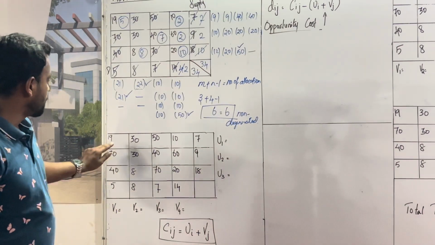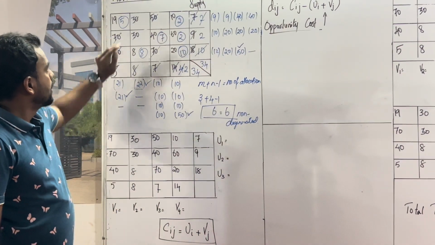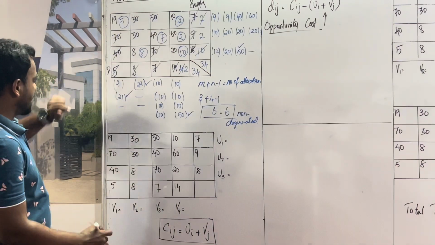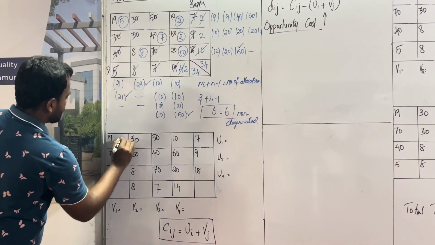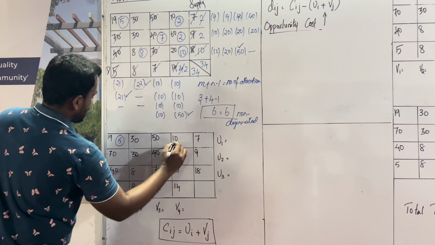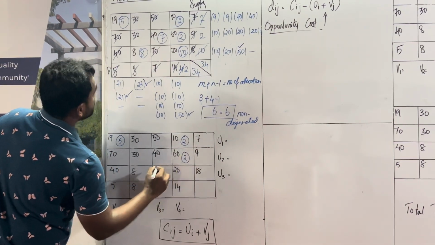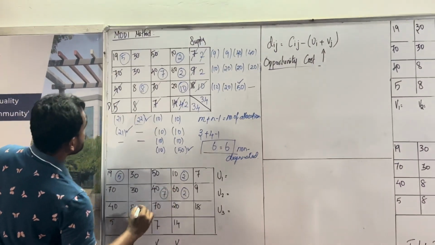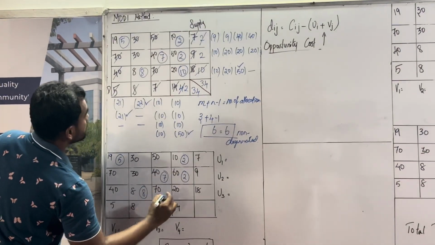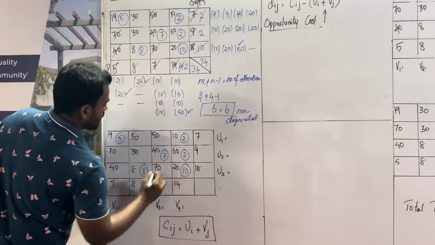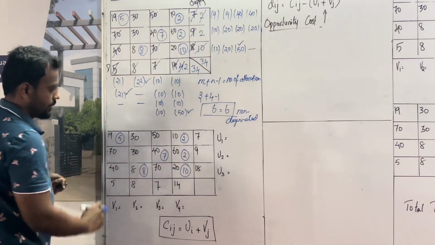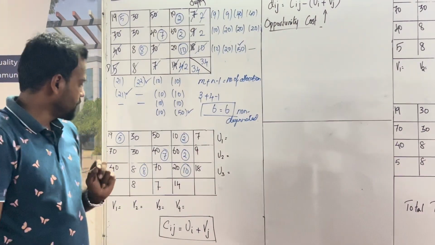Okay, so for the Modi method, again you have to rewrite the table. So with the allocation, so I have to write the allocations. So the allocation is here 5, and here we have 2, and again here we have 2, and 7 here, 8 here, and 10. So 1, 2, 3, 4, 5 and 6. So totally we have 6 allocations.